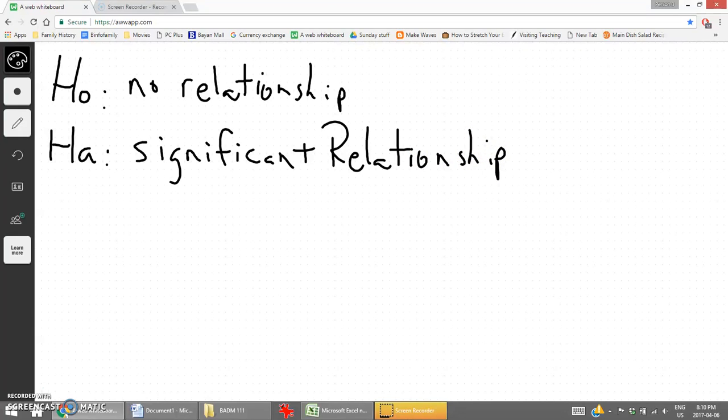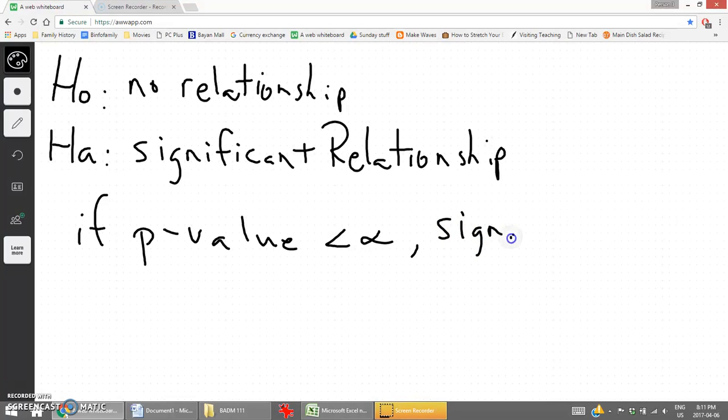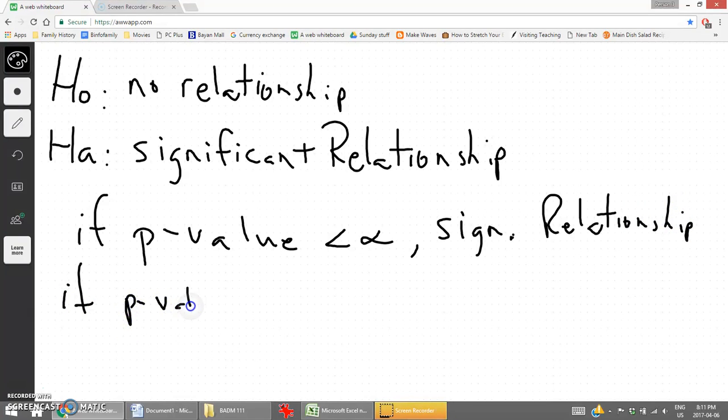Our decision rule is comparing the p-value and alpha. If the p-value is less than alpha, basically we are saying that there would be a significant relationship. Let's just abbreviate that, significant relationship. On the flip side, if the p-value is greater than alpha, there is no significant relationship.